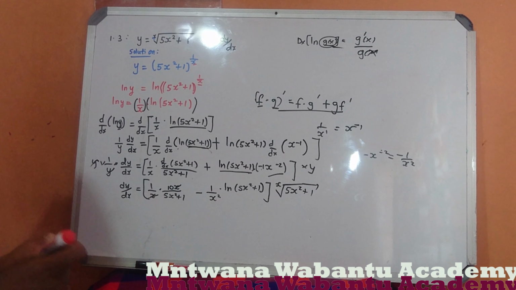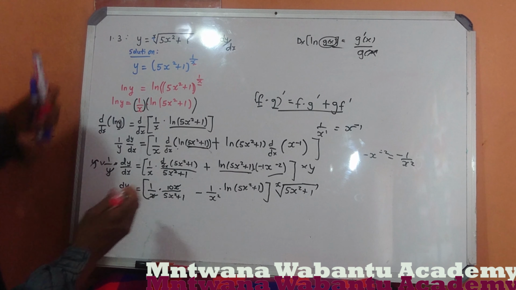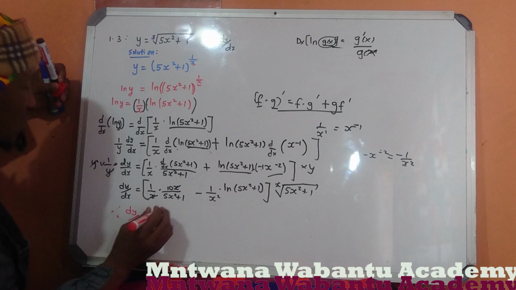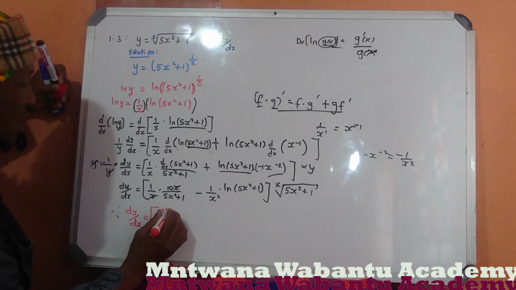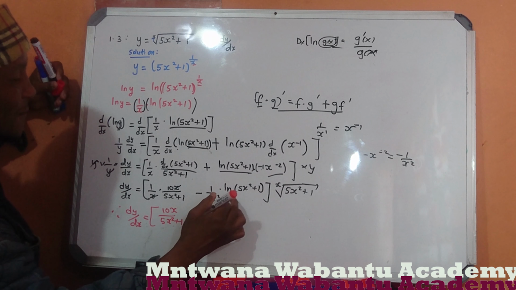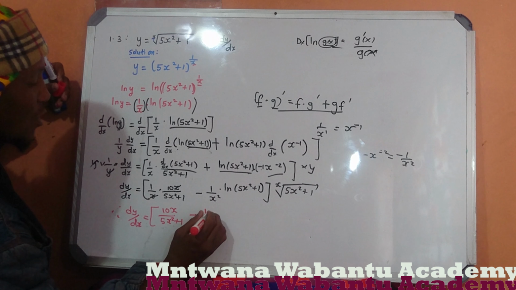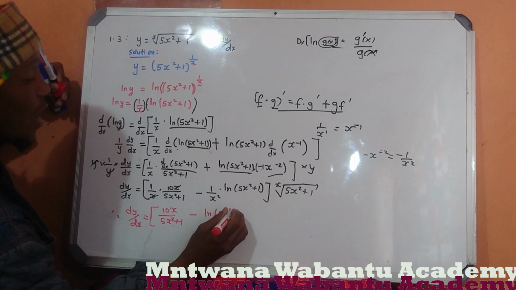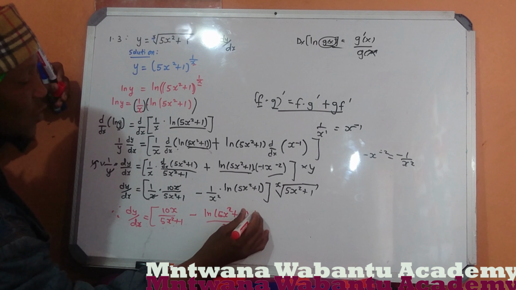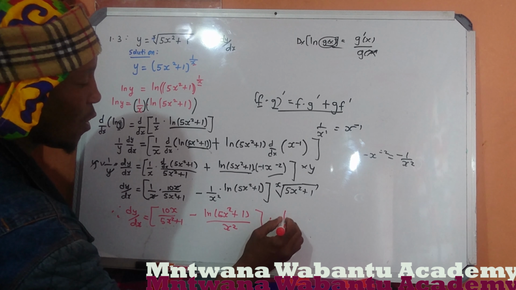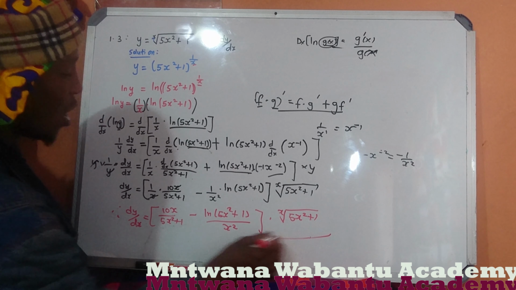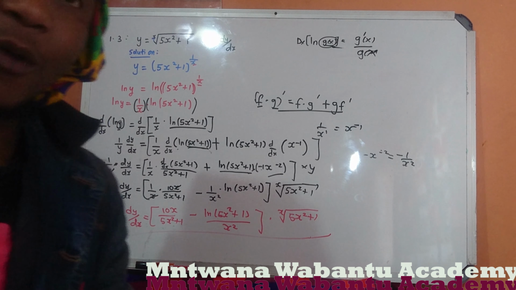Okay, so the question is finished, man. I mean, it's finished already. So I can just say this dy dx equal to 10x over 5x squared plus 1, then minus all these divided by x squared. So ln of 5x squared plus 1 bracket over x squared bracket times. Woo! I'm done! The question is done, man.